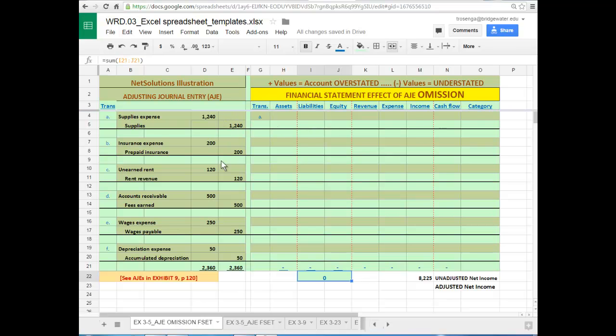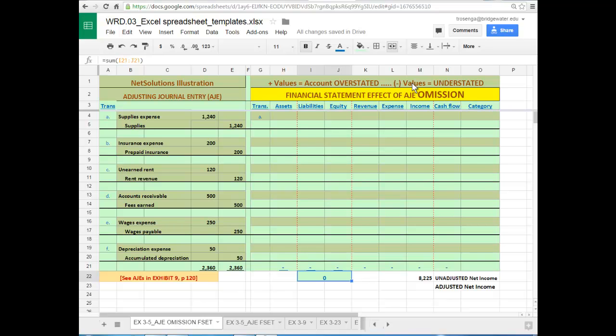The journal entries that should have been made will appear on the left, and the effects on the financial statements would be shown on the right-hand side of the spreadsheet. In this case, the account would be overstated if it appears as a positive value. We would indicate that the account would be understated if the entry were omitted if we enter a negative amount. So, let's see how this works.